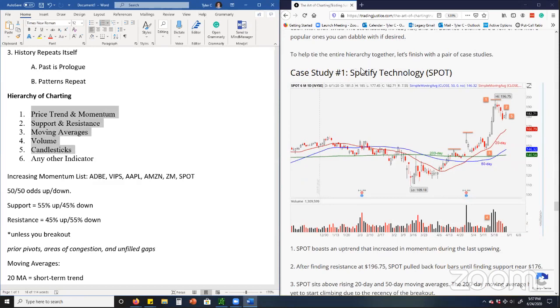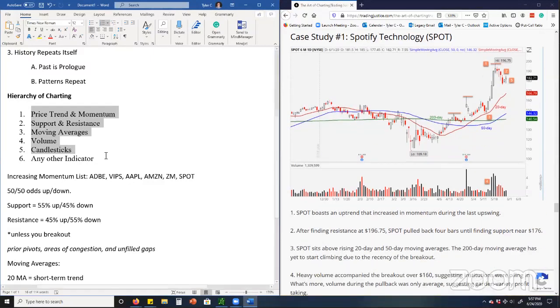The first case study we did was Spotify, and I broke down the 5 or 6 pieces. What you'll notice is chart patterns are a combination of these. When somebody says a bull retracement, a swing buy setup, a buy the dip, those are all the same thing, by the way. In my mind, going through my hierarchy, I say, oh, so it's an uptrend increasing in momentum. It's pulled back to support on average volume.